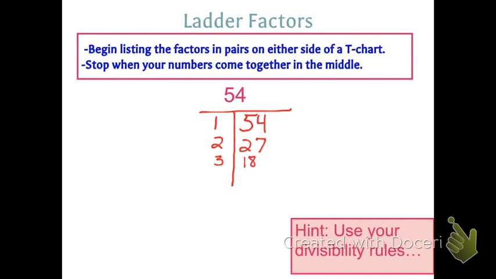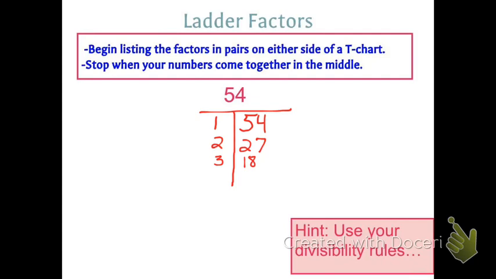What number comes after 3? 4. Y'all. 1, 2, 3, 4. Right? Okay. So 4. Is 4 a factor of 54? No. See, this is important to check. But it's not because it won't divide evenly into 54.